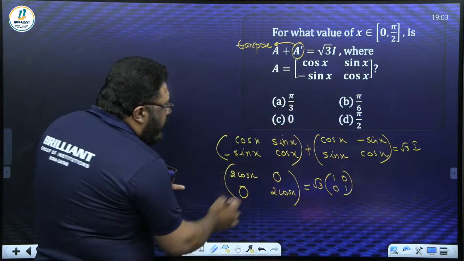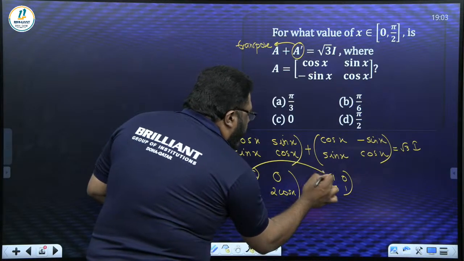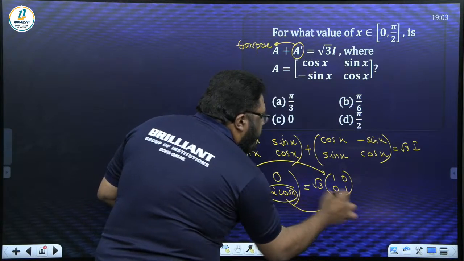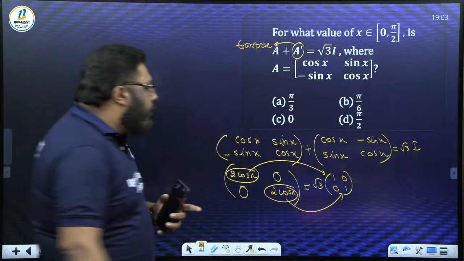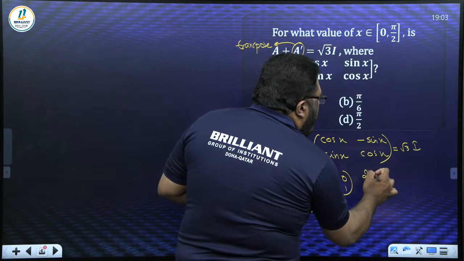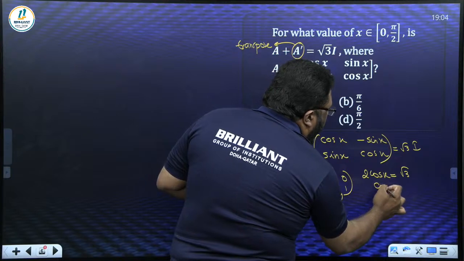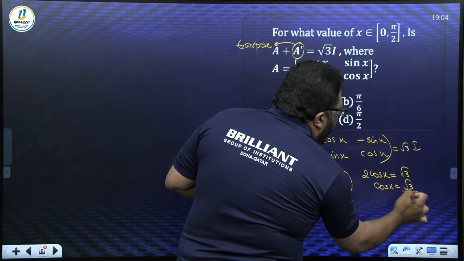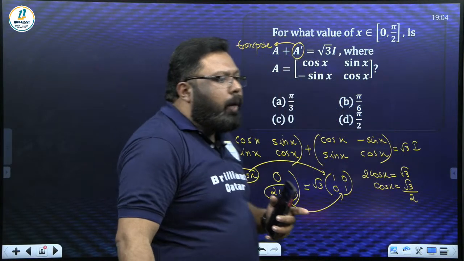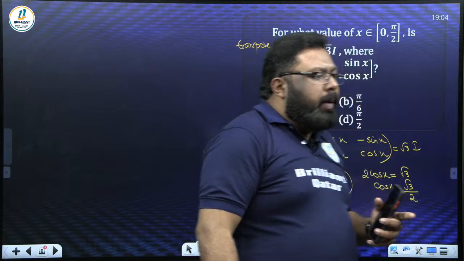So definitely you can see that you get two cases, but both the cases are same. So I get 2 cos x is equal to root 3. So cos x equals root 3 by 2. Come on, my dears. Options. Yes. Answers coming up. Good.